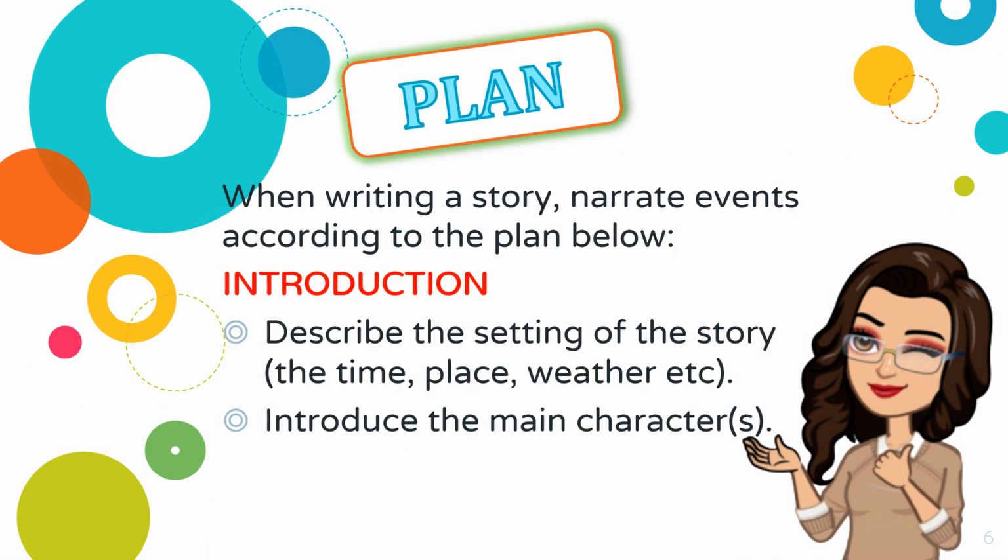What do we do first? We have to have a plan. When writing a story, narrate events according to the plan below. Now, you all know this. We always start with an introduction. Now, what do you include in your introduction? You can describe the setting of the story, which means you can describe the time, the place, the weather, the background of the story.